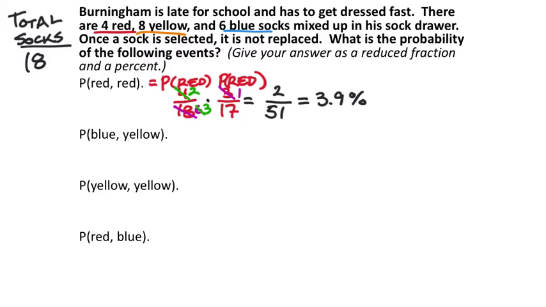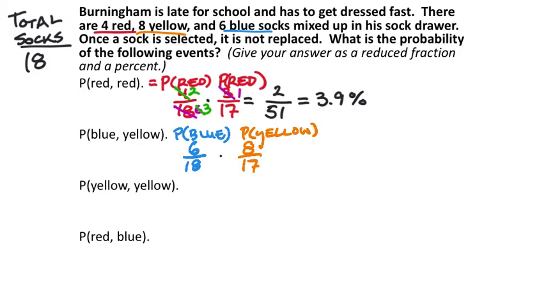Well, what about blue and then yellow? Again, we're looking at them separately. First blue, and then yellow. The order doesn't necessarily matter on this one, but it definitely did with the reds. With the blue socks, there's 6 blue socks in the drawer out of 18 socks. But when he goes to pick out another sock that's yellow, there's still 8 yellow socks, but now there's only 17 socks in the drawer.